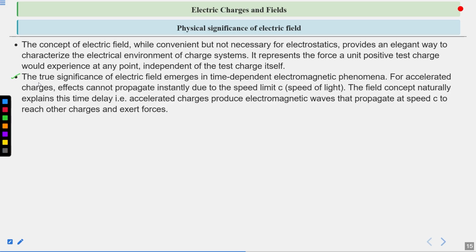The second physical significance is that the true significance of electric field emerges in time dependent electromagnetic phenomena. For accelerated charges, effects cannot propagate instantly due to the speed limit c, the speed of light, and the field concept naturally explains this time delay. That is, accelerated charges produce electromagnetic waves that propagate at speed c to reach other charges and exert forces. About this phenomenon, we will learn very briefly in upcoming lectures.